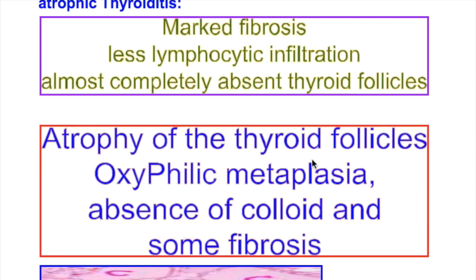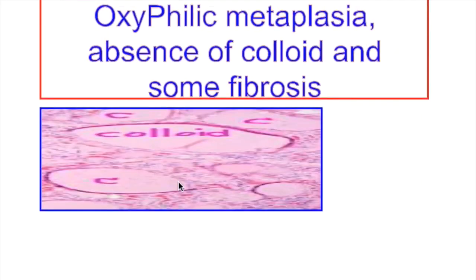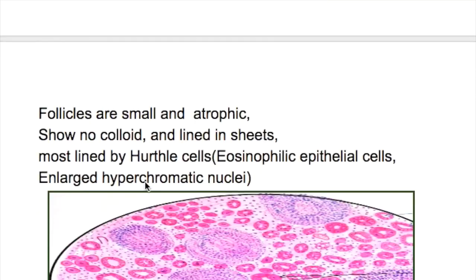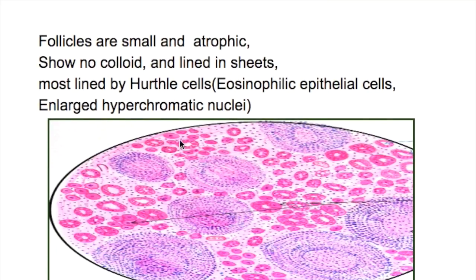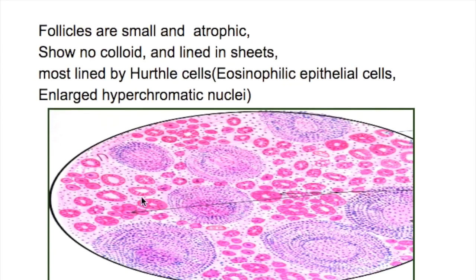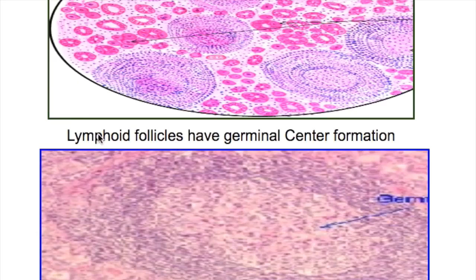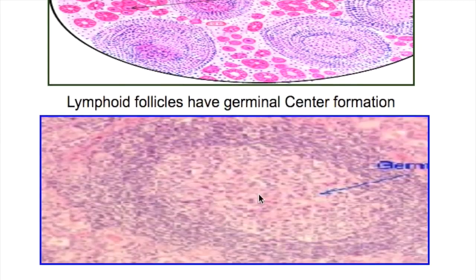There is atrophy of the thyroid follicles with oxyphil metaplasia, absence of colloid, and some fibrosis in Hashimoto's thyroiditis. Follicles are small and atrophic and lined in sheets. Most are lined by Hürthle cells. And what's a Hürthle cell? It is an eosinophilic epithelial cell which has enlarged hyperchromatic nuclei. Lymphoid follicles are present and they have germinal centers in them.